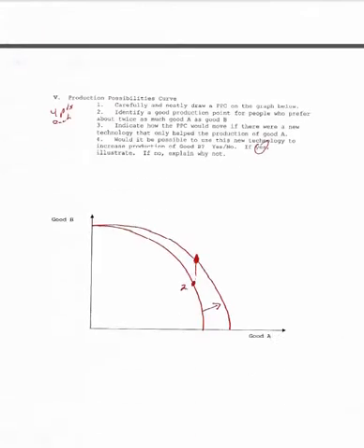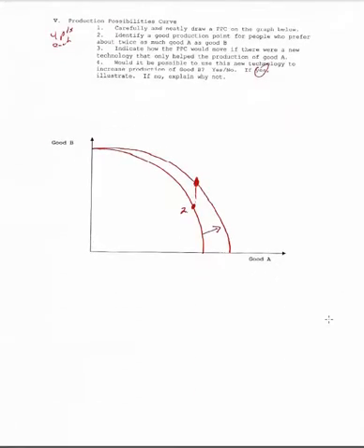And then Roman numeral 5, this is the production possibilities curve. So first you need to draw a production possibilities curve. That's this one on the inside here. Second thing you needed to do was identify a good production point for people who prefer about twice as much good A as good B. So that would be over here at point 2, because you want to have about twice as much A as B.